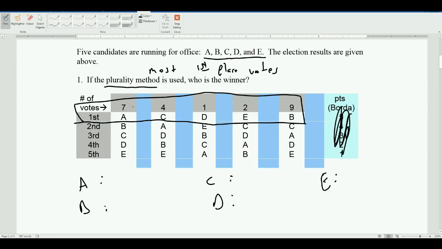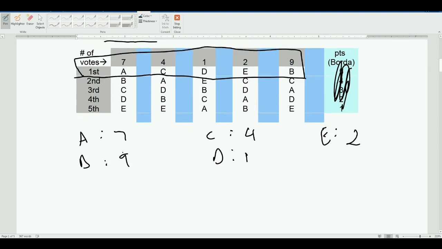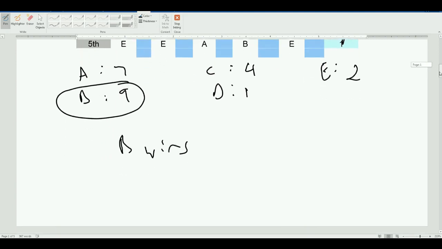Now these represent the number of votes. It's like 7 people voted in this order, 4 people voted in this order, 1 person voted in this order, 2 people voted in this order, 9 people voted in this order. So we have A has 7 first place votes. C received 4. D received 1. E received 2. And B received 9. Well, who has the most? B. B wins. B had the most number of first place votes.